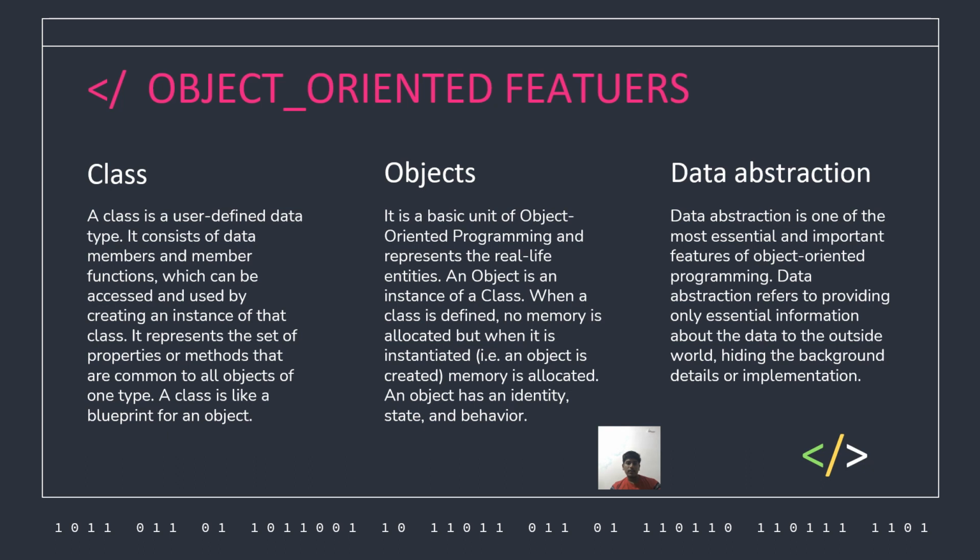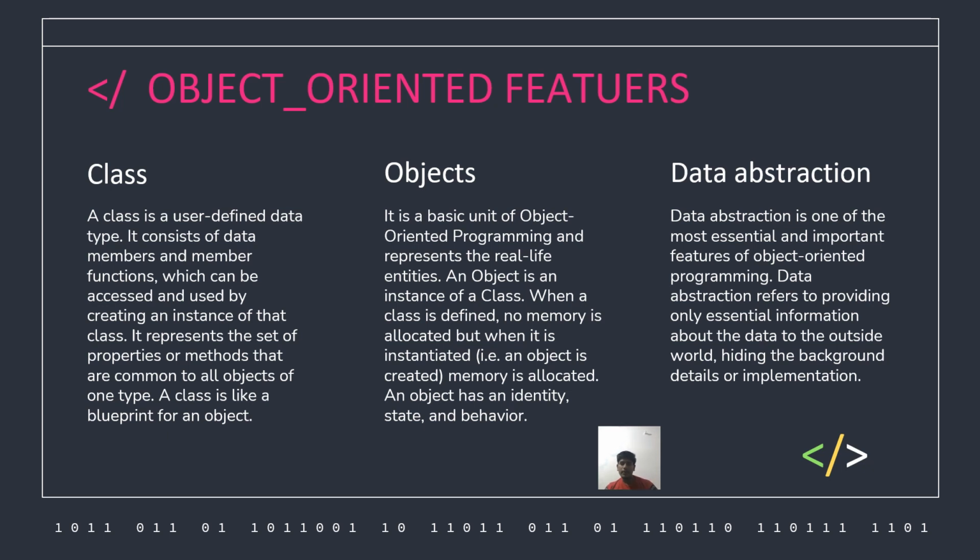Objects. It is a basic unit of object-oriented programming and represents the real-life entities. An object is an instance of a class. When a class is defined, no memory is allocated, but when it is instantiated, like when an object is created, memory is allocated. An object has an identity, state, and behavior.